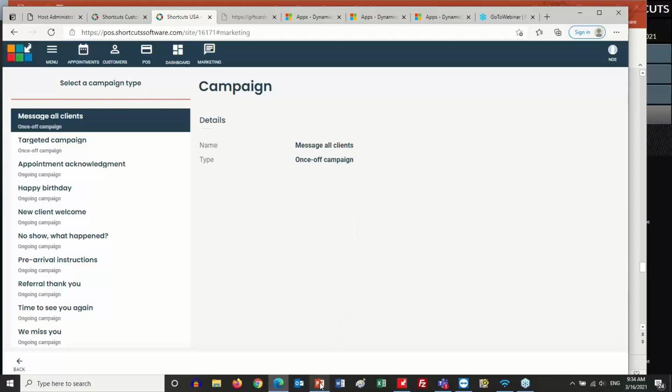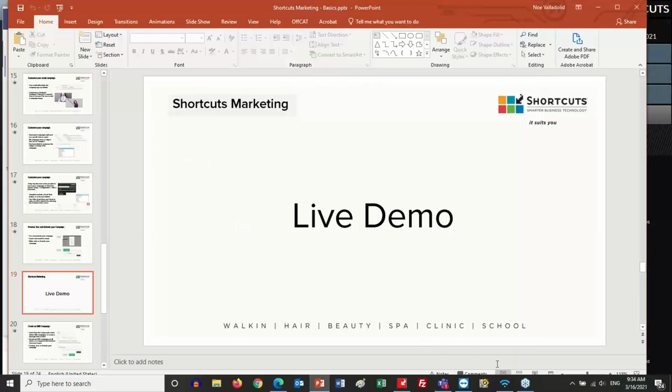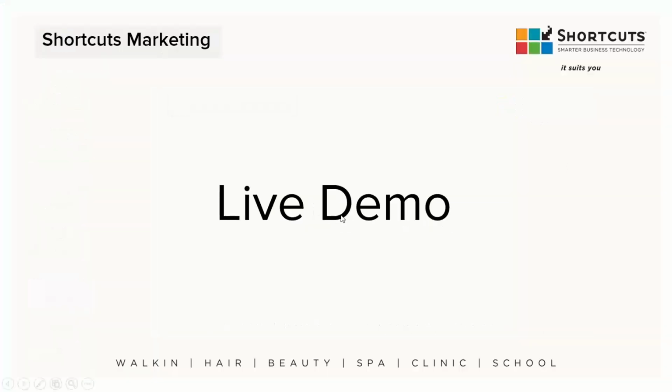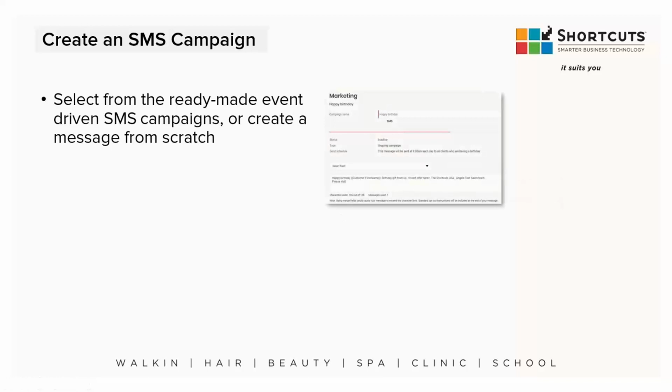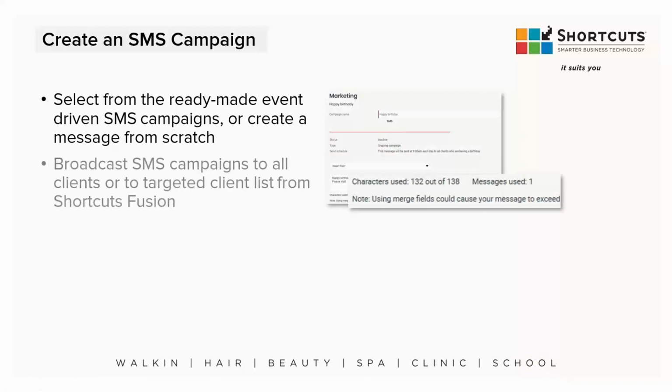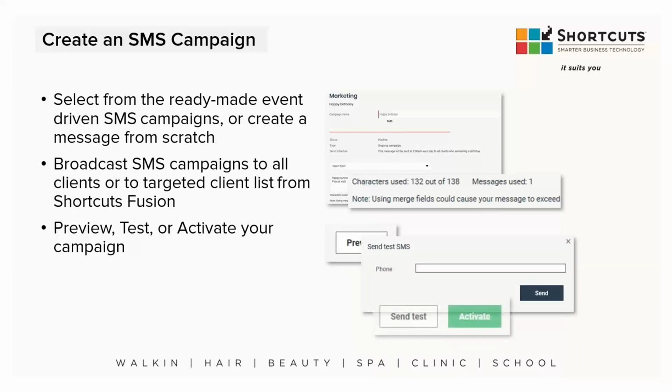Okay, so let's go back to the presentation. And here we go. Now, to create a text campaign, it's actually pretty much the same steps as creating an email campaign. But instead of choosing email, you choose SMS. You type in your message, and you can preview the message, and you can send a test to yourself.